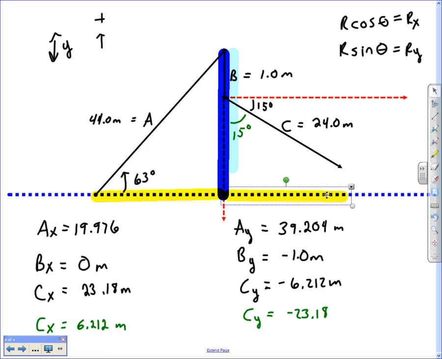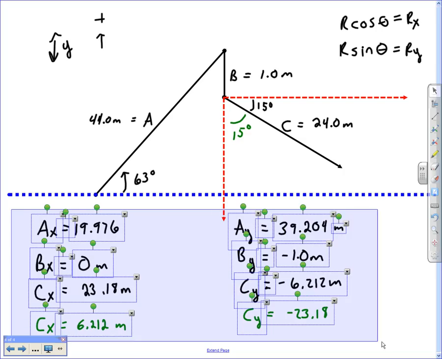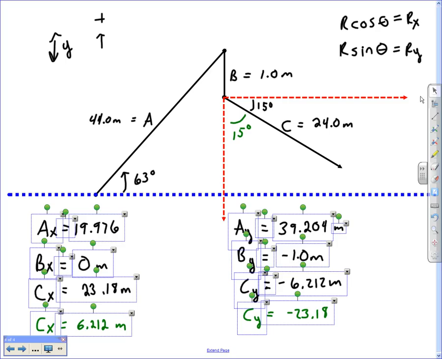I'm going to delete some of these things so that they're not clogging up the screen. We'll leave it right there for a moment. So here are our different values: AX, BX, CX, CX alternative, AY, BY, CY, CY alternative. I'm going to copy these to the next slide. At this point, we're pretty much done with the diagram. Now it's purely a mathematical approach, so we're going to look at the math.